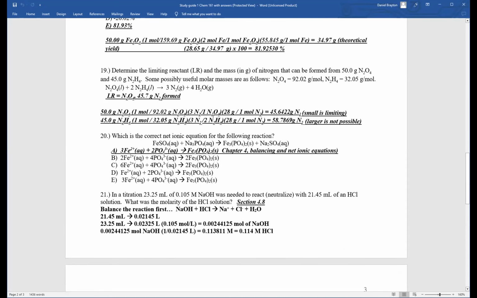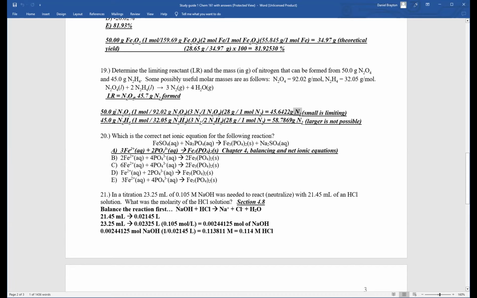Number 19. This one tells you to determine the limiting reactant and the mass of the nitrogen that can be formed. So this one just flat out tells you. Then it gives you the molar masses here. So the way you need to do this is figure out how much of any product, it doesn't really matter which product. Here you picked nitrogen gas, but it doesn't matter. You could have picked the water either. It really doesn't matter.